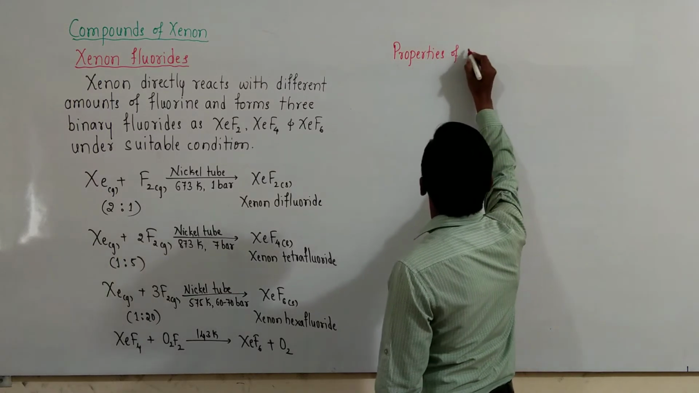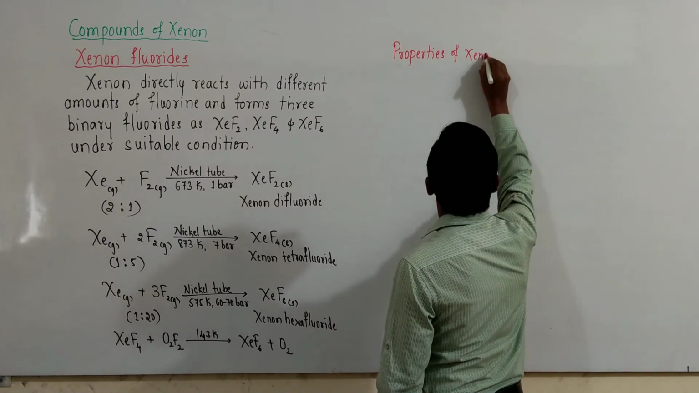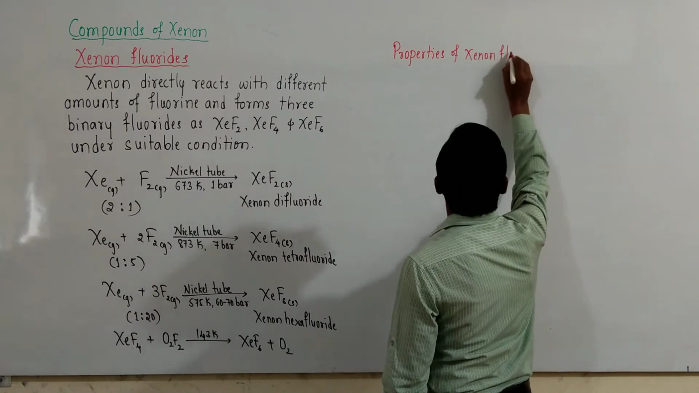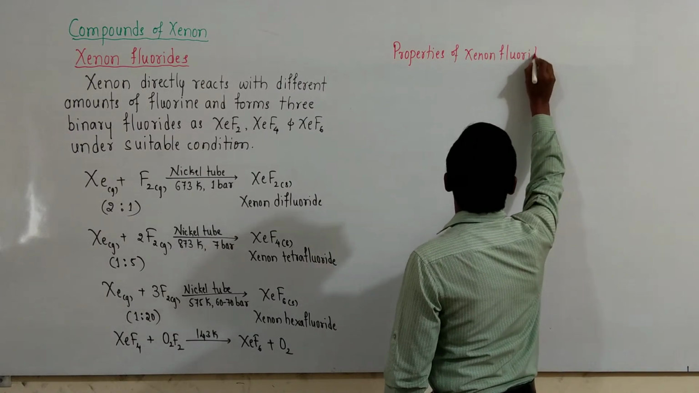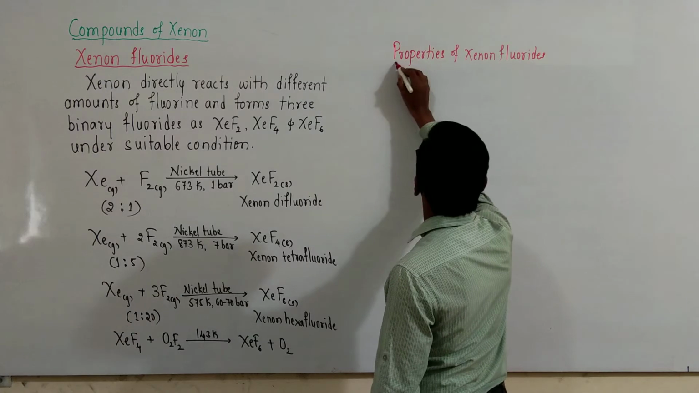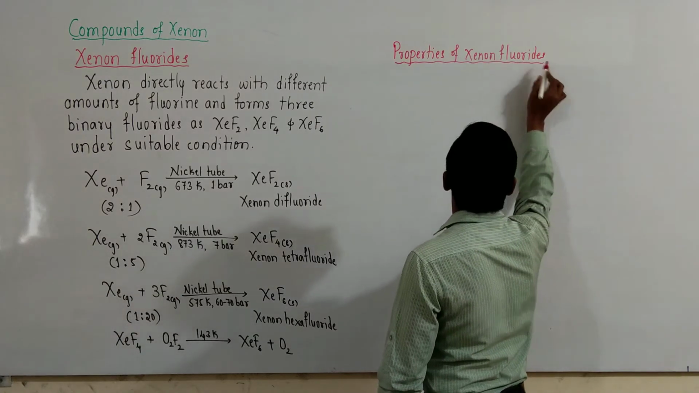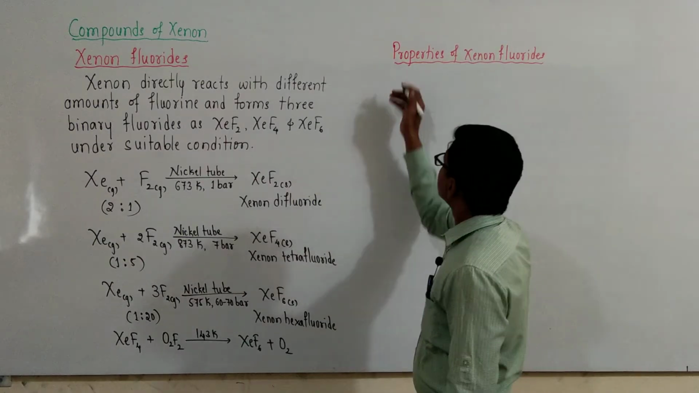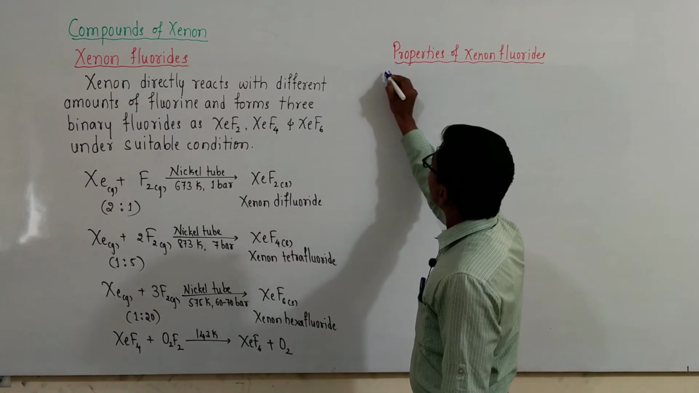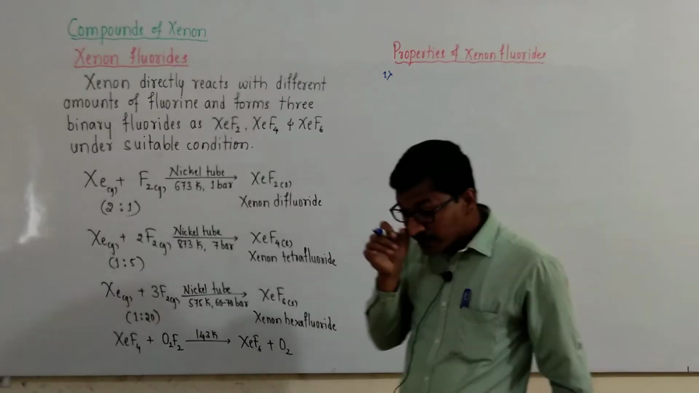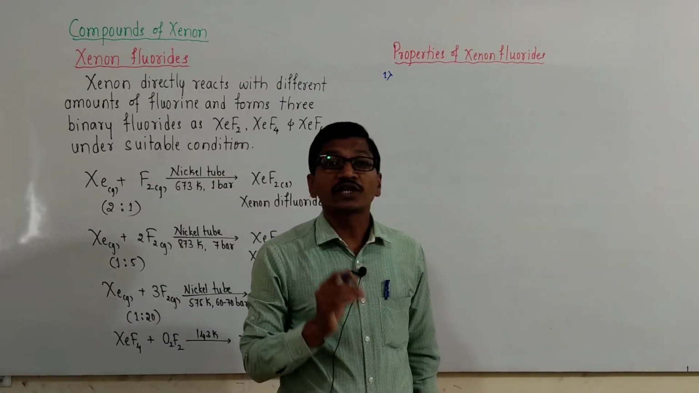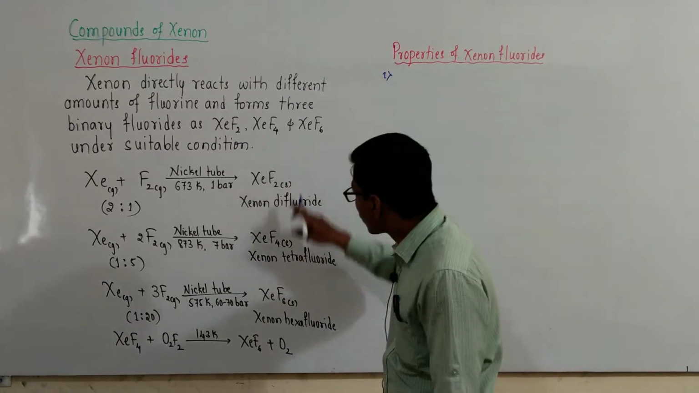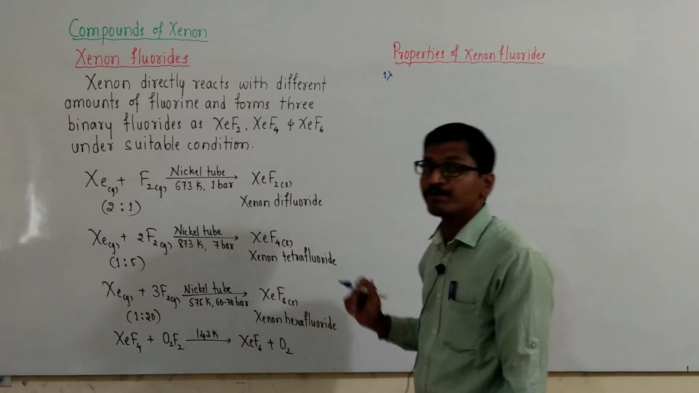Properties of xenon fluorides. First property of xenon fluorides is all the xenon fluorides are colorless crystalline solids.